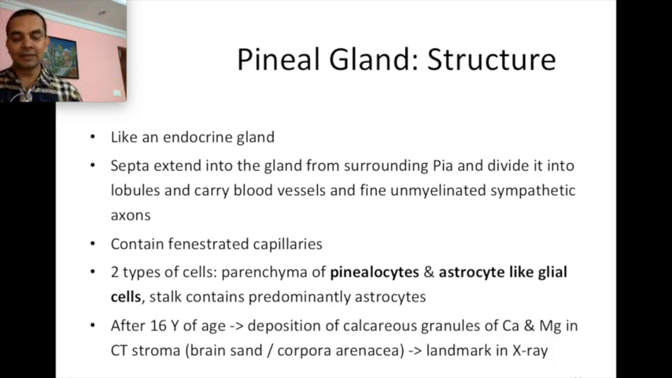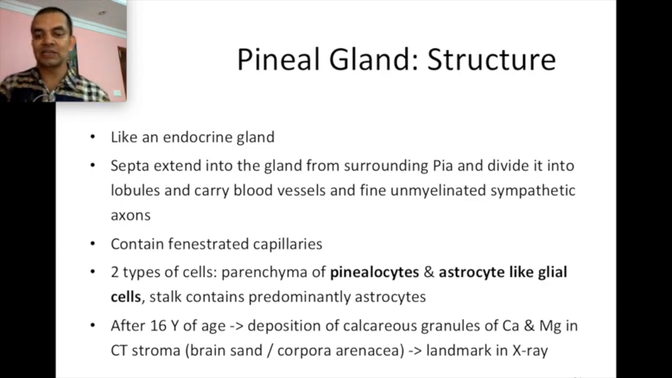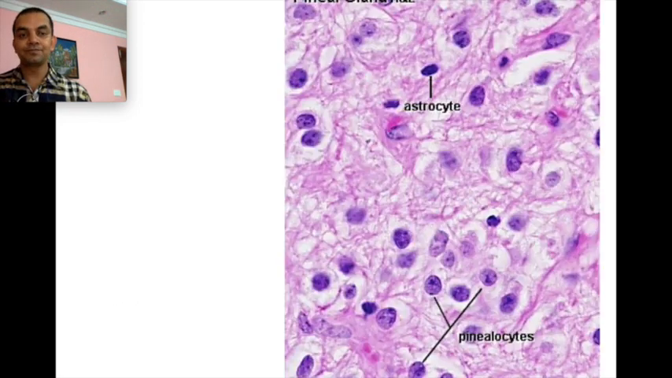After puberty, or approximately after 16 years of age, there is deposition of calcareous granules of calcium and magnesium, which results in a radio-opaque shadow in X-ray. So this is how it looks under microscope. After H&E staining, we have these pinealocytes, and the supporting tissue is formed by astrocyte-like glial cells.